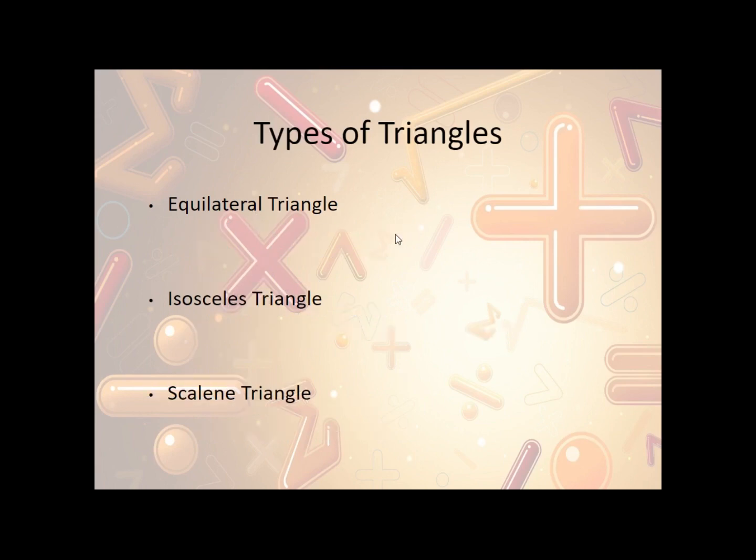Equilateral, remember, is all sides congruent, all angles congruent. So it looks like this. So all the sides are the same and all the angles are the same. An isosceles triangle has two sides, this side and this side, the same, and the opposite angles the same. Scalene is just kind of random. All the sides, all the angles are different.